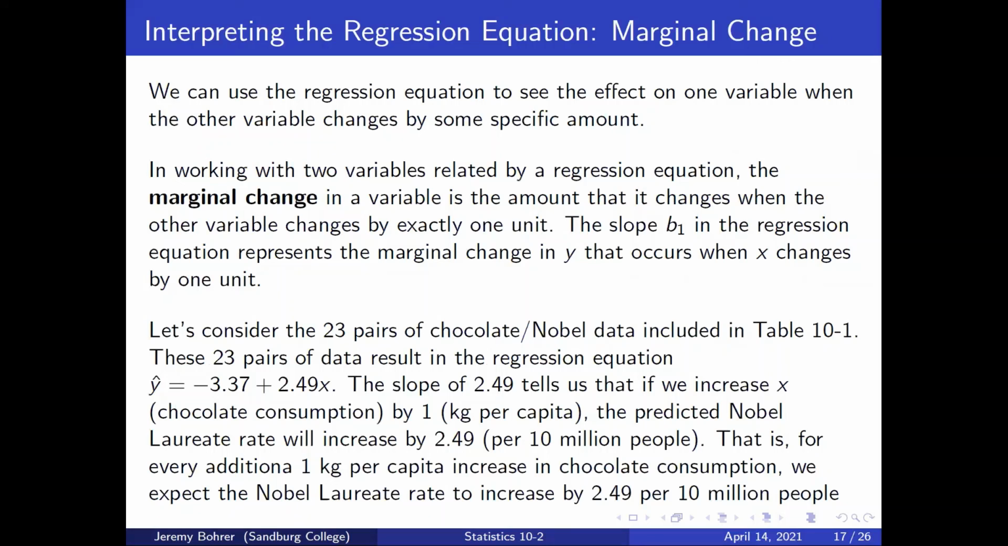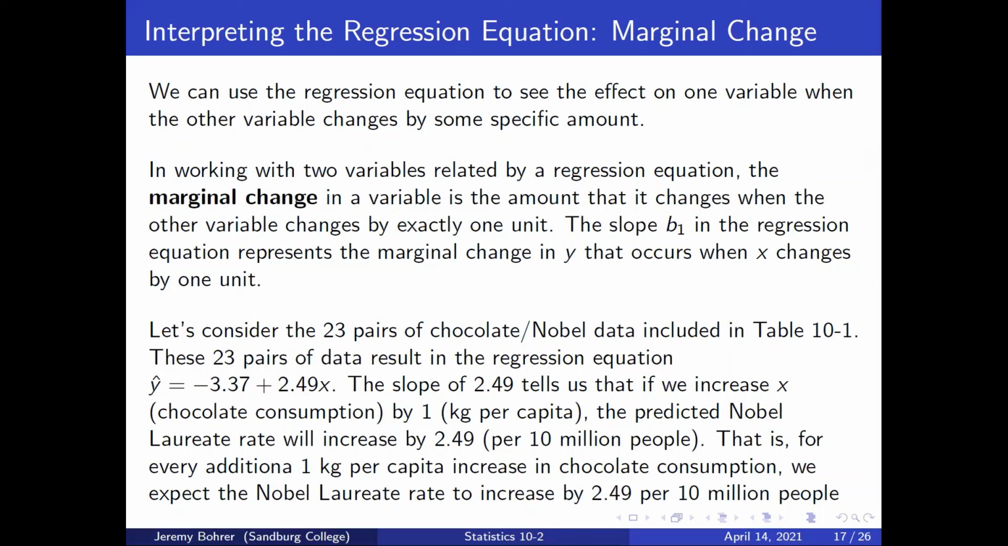We can use the regression equation to see the effect on one variable when the other variable changes by some specific amount. In working with two variables related by a regression equation, the marginal change in a variable is the amount that it changes when the other variable changes by exactly 1 unit. The slope b1 in the regression equation represents the marginal change in y that occurs when x changes by 1 unit. Let's consider the 23 pairs of chocolate Nobel data included in table 10.1.